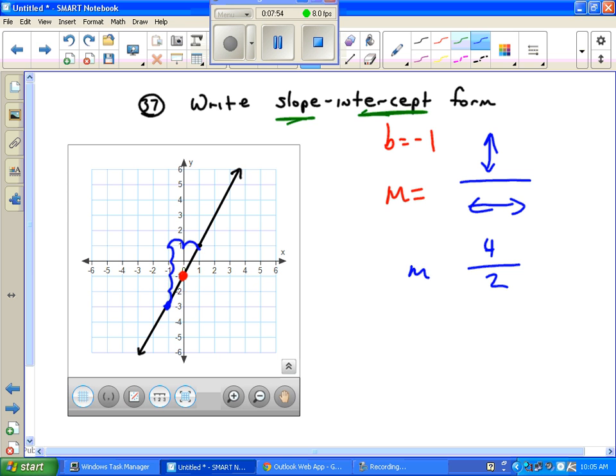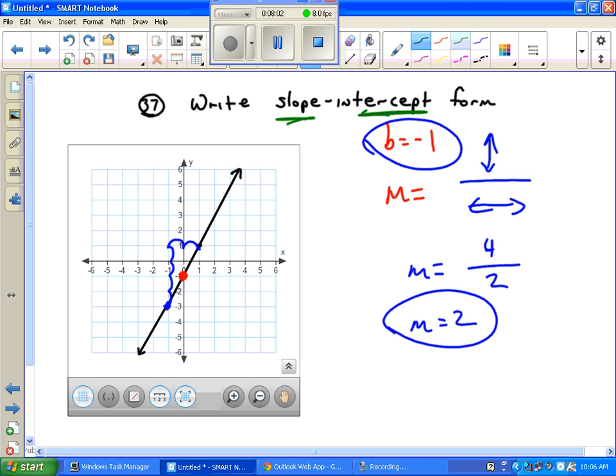This simplifies: m equals 4 over 2. M's going to simplify to 2. So you have b's value at -1 and m's value at 2. All you have to do at this point is write your equation. Y equals something x plus b. Mx plus b. M's value is 2. We just found it. And b's value is -1. So plus b is -1. Y equals 2x minus 1.